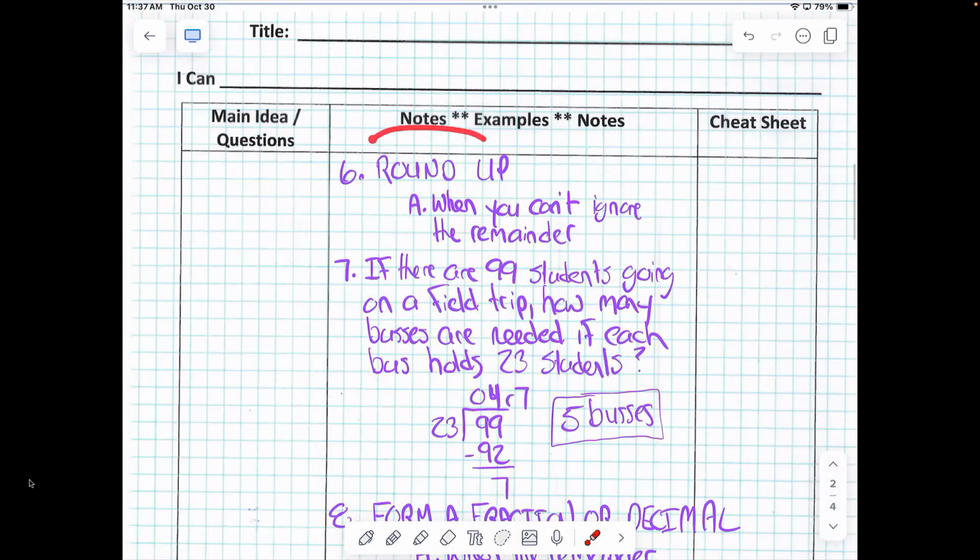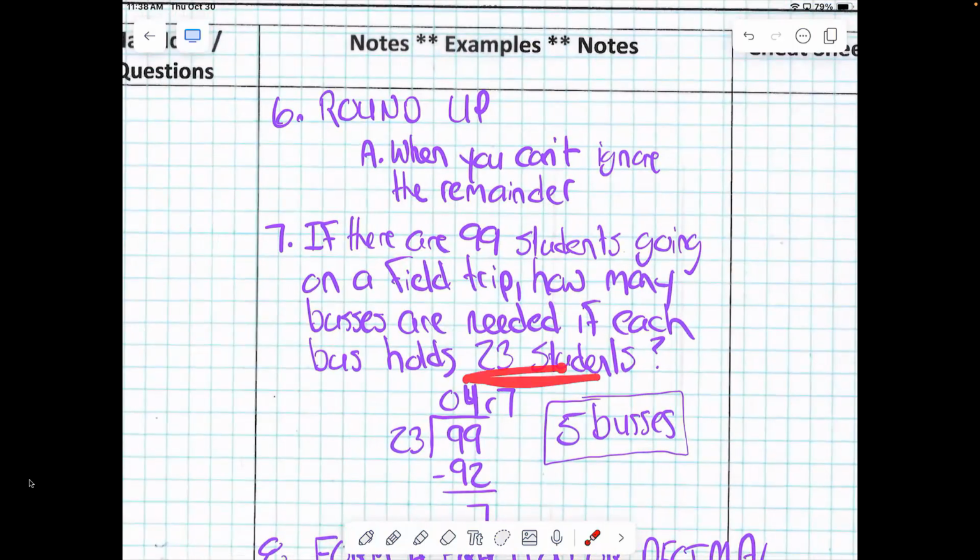Strategy 2 is what? Say that again. You round up when you can't ignore the remainder. Here's the story. 99 kids and myself wanted to go on a field trip. I call the bus company. The bus company says, we have buses that can hold 23 kids. How many buses do you want?